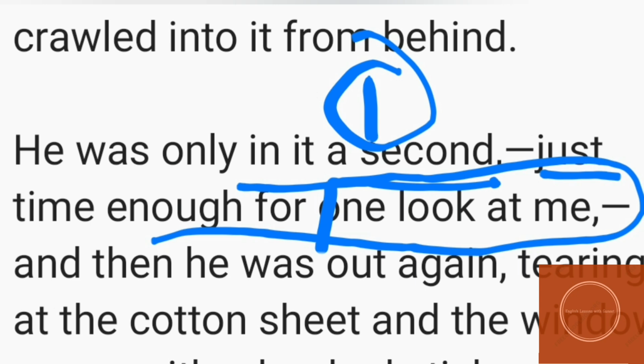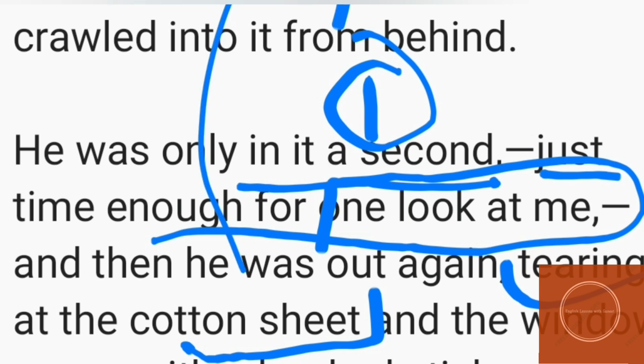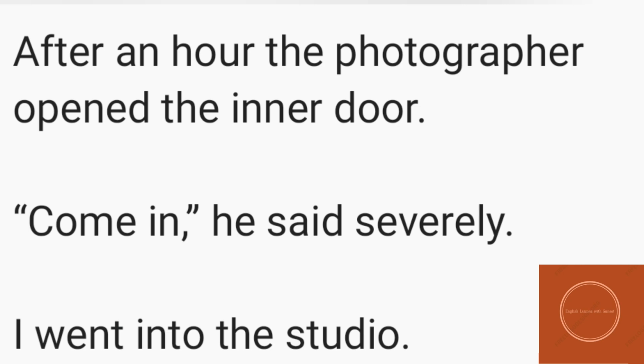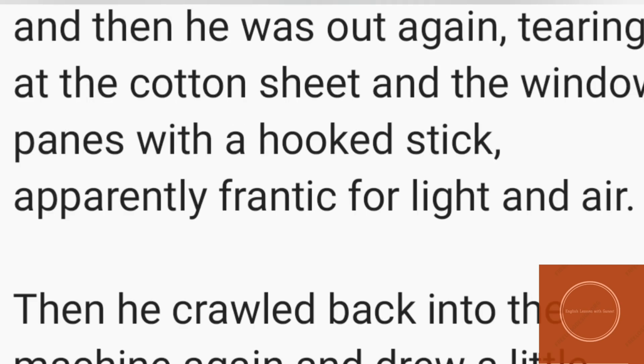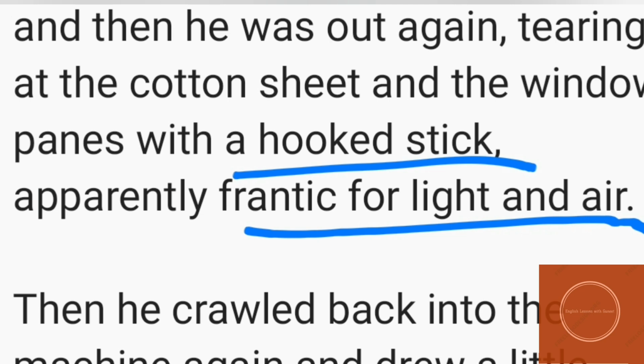What did he do after coming out? He just tore the cotton sheet that was there, through which the sunlight was being filtered. This cotton sheet he just tore, and the window panes with a hooked stick, apparently frantic for light and air. So he was inside of the machine, and the cotton sheet and the window panes were on the outer covering of the machine, we can say. He was having a hooked stick with which he just cut all of it. He tore all of it, apparently, quickly he did all of it, frantic for light and air.